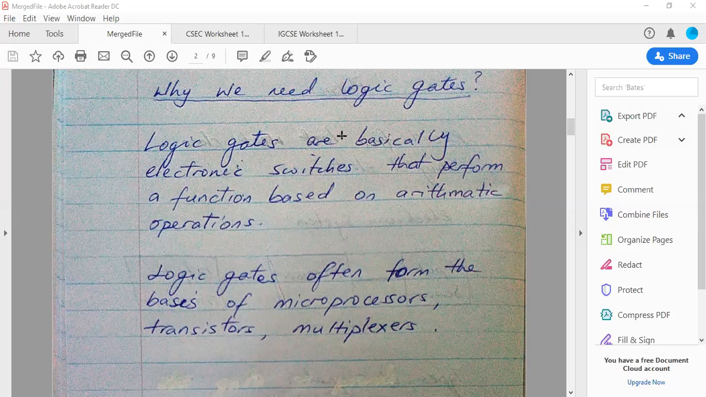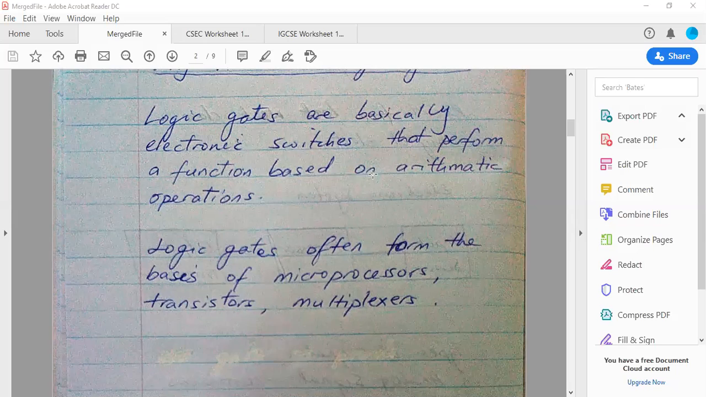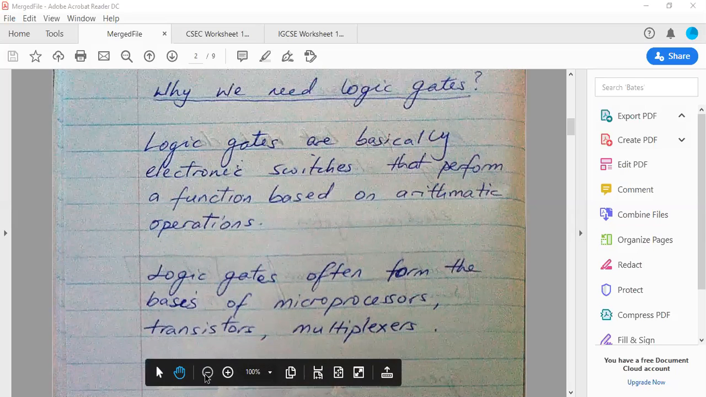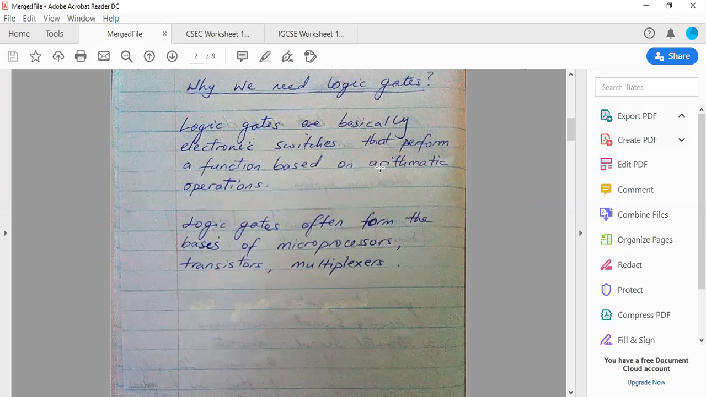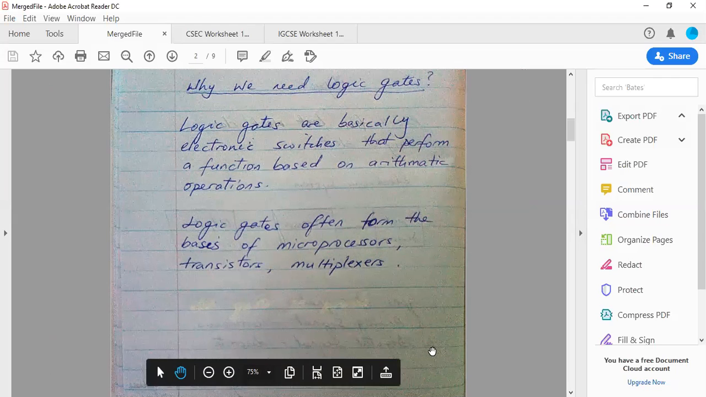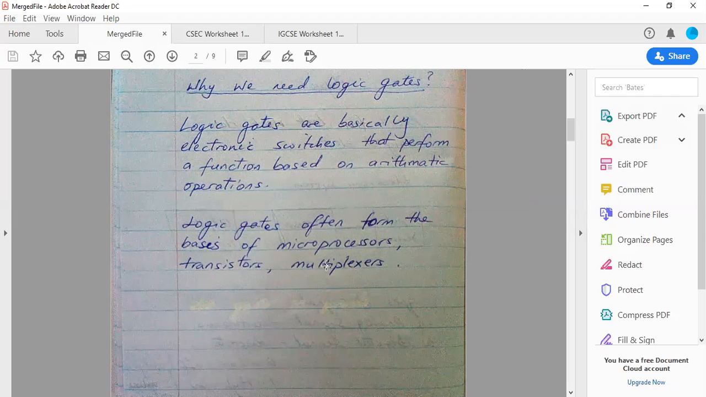Logic gates are basically electronic switches that perform a function based on arithmetic operations. We use them in electronic systems to perform functions. Instead of us as humans performing the function, the gate itself performs the function for us. Logic gates often form the basis of microprocessors, transistors, and multiplexers. Microprocessors are the processors that we use in computer systems, phones, and other devices.